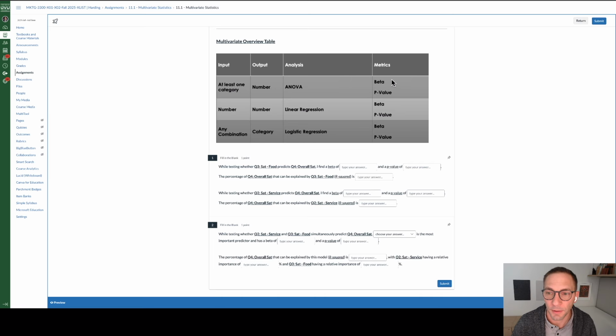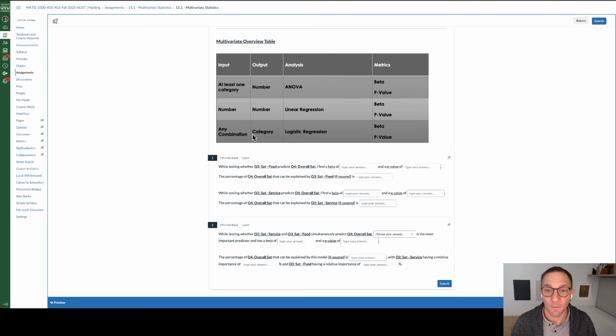For the metrics, we're going to have betas. Actually, we're going to have betas and p-values for the metrics on all of these analyses. So these become our primary metrics, and just keep that in mind. If all of our inputs are numbers and our output is a number, we're going to do linear regression.